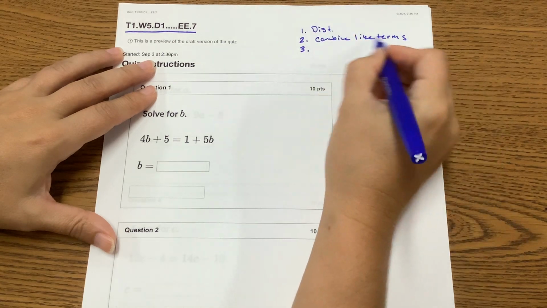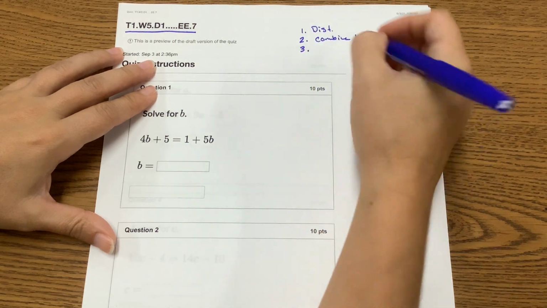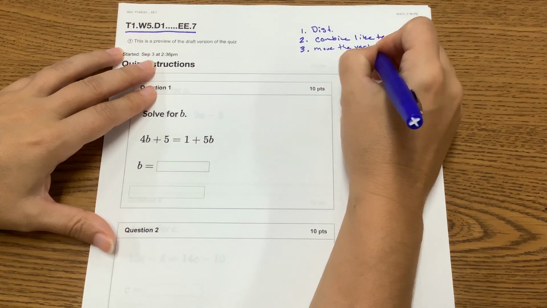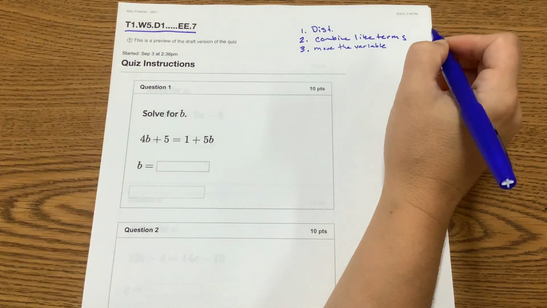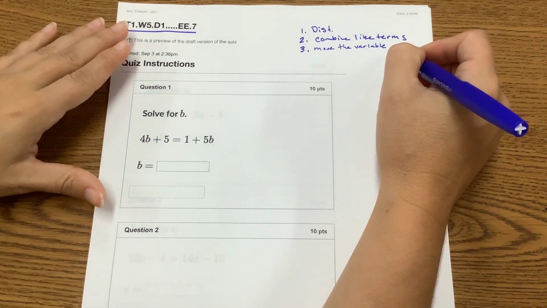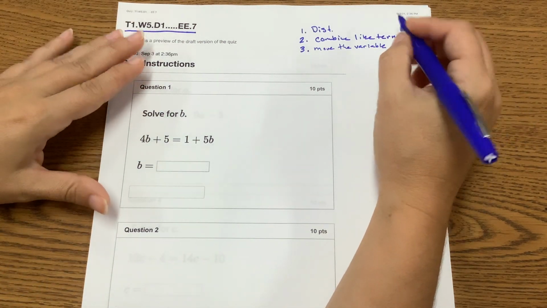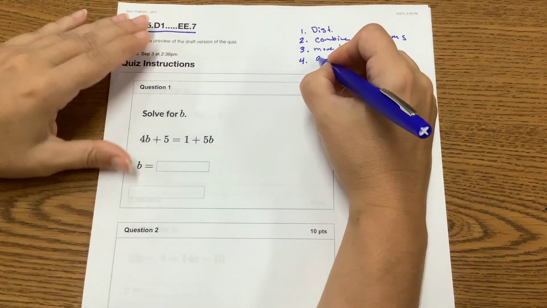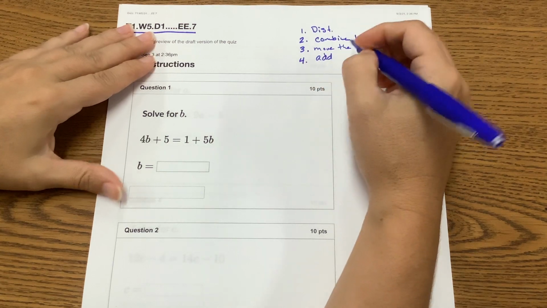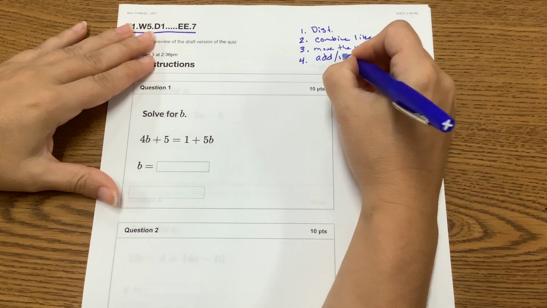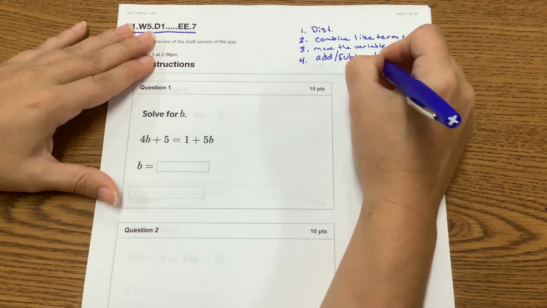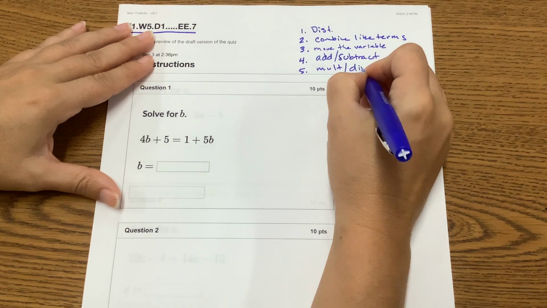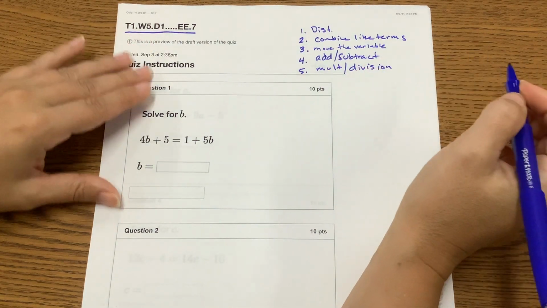Once we verify whether we need to do that or not, we would move on to the next step, which would be to move the variable to one side. And that's because we are going to isolate it. So if there's variables on either side of the equal sign, we have to combine them together, moving them. The fourth step would be to check to see what we need to add or subtract, a constant that's next to the variable term. And our final step is to use multiplication or division to isolate the variable.